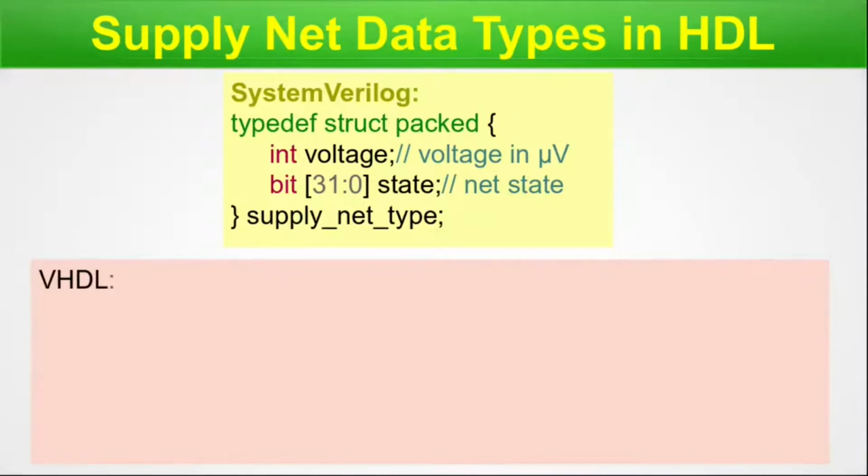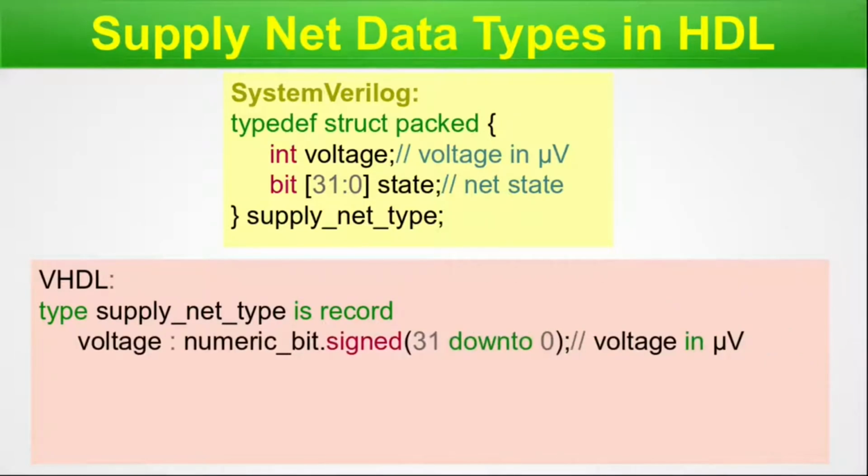Now let's look into the VHDL. Type supply net type is record, voltage, numeric bit, and then we have the bus width, and it gives voltage in microvolt.